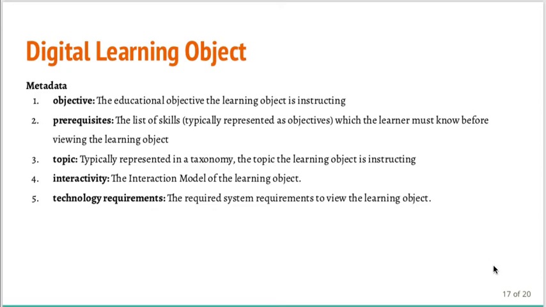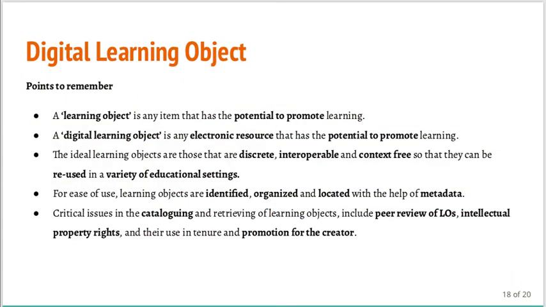This is about the metadata, and more than this, this is important to understand about the digital learning object. The points to remember: a learning object is any item that has the potential to promote learning. A digital learning object is any electronic resource that has the potential to promote learning. The ideal learning objects are those that are discrete, interoperable, and context free so that they can be reused in a variety of educational settings.